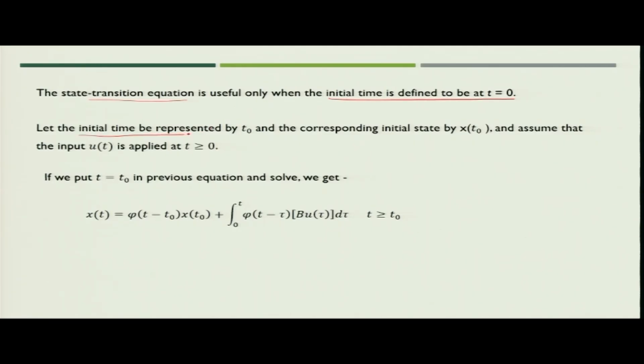Now, if the initial time is any other time t naught, the corresponding initial state will become x(t naught), and we assume that there is an input u(t) applied at any time t greater than 0. So, if you put t equal to t naught in the previous equation and simplify, you will get x(t) equal to phi(t minus t naught) x(t naught) plus the integral from 0 to t of phi(t minus tau) B u(tau) d tau.